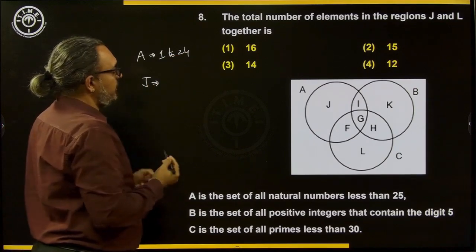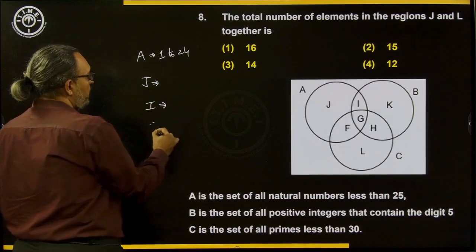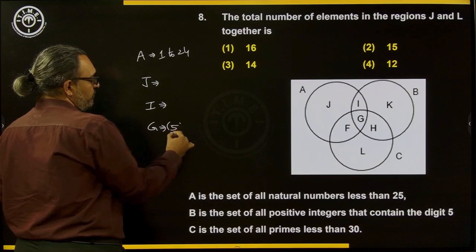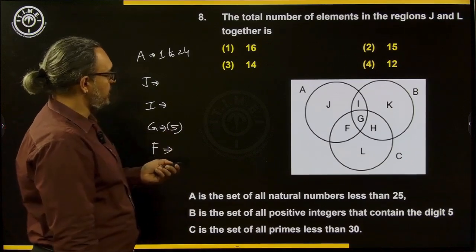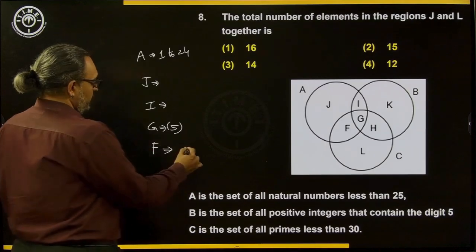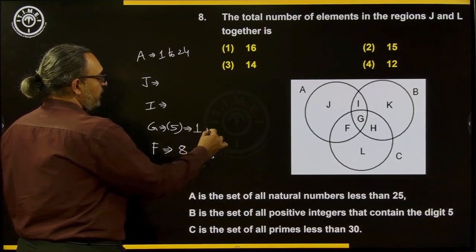Right? So that means we need to know how many are there in I. G, we know there is only one, that is 5. Okay. And F we have just considered. So for F you have 8 numbers. For G there is only one number.